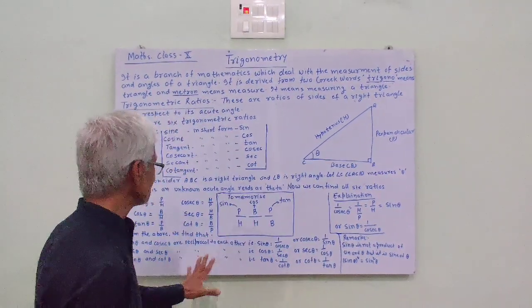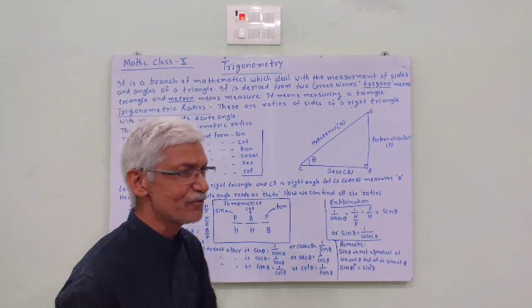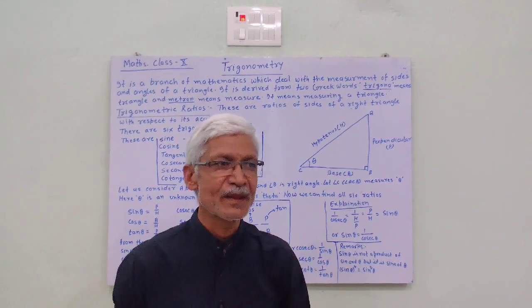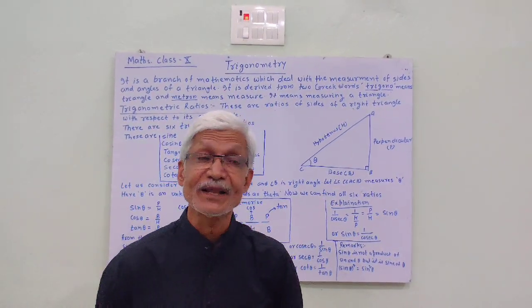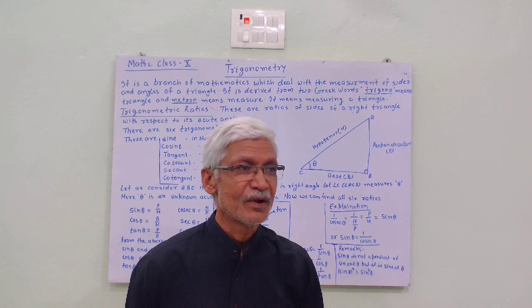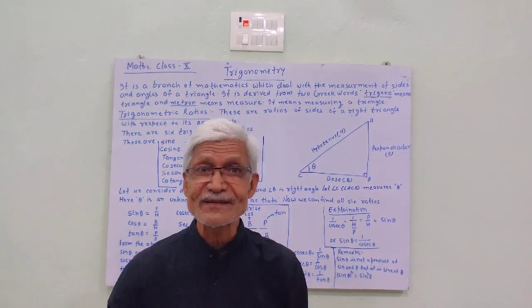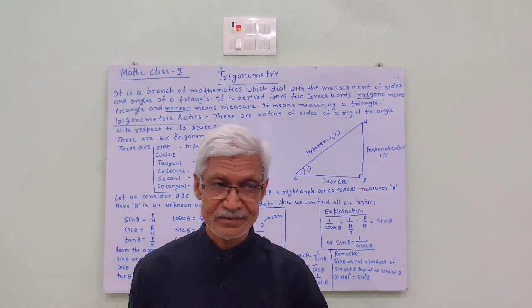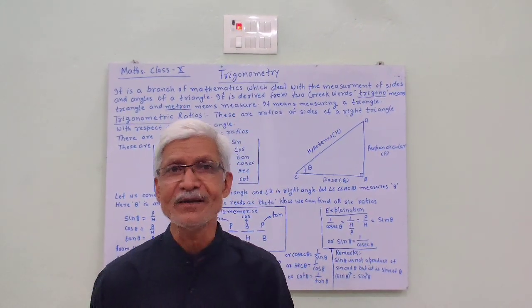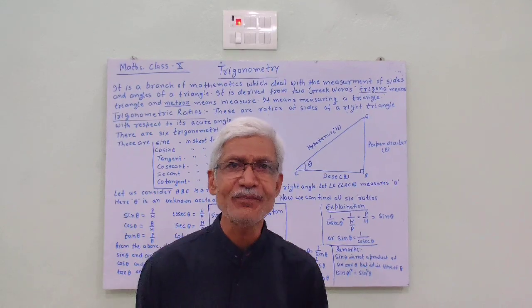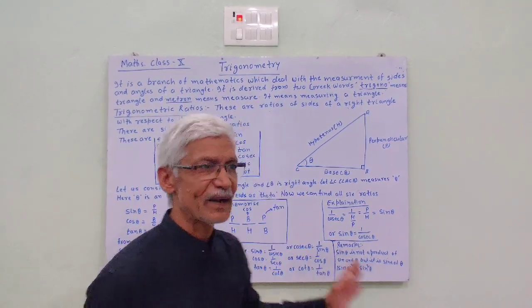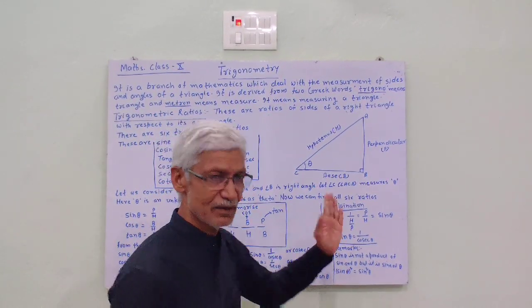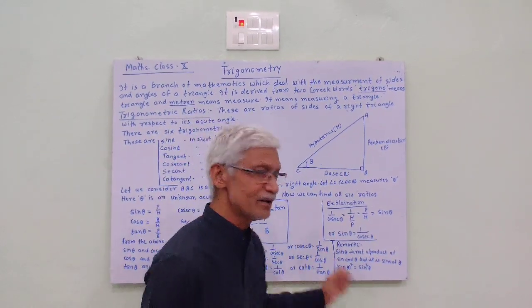By the help of these trigonometric ratios, you can find the sides, and if two sides have been given, you will first calculate the unknown side by the help of Pythagoras theorem, and then you can find all the trigonometric ratios. I shall explain it later on. Till then, keep watching.